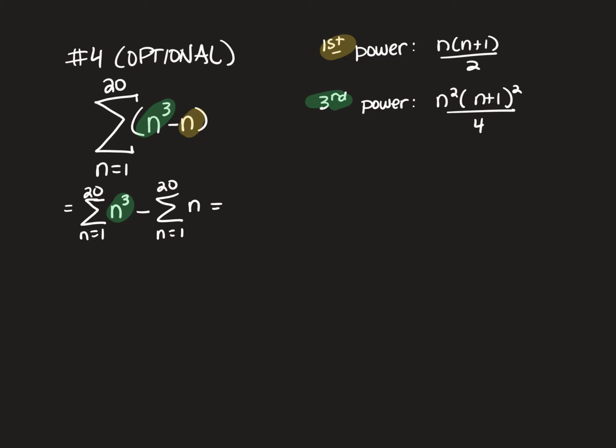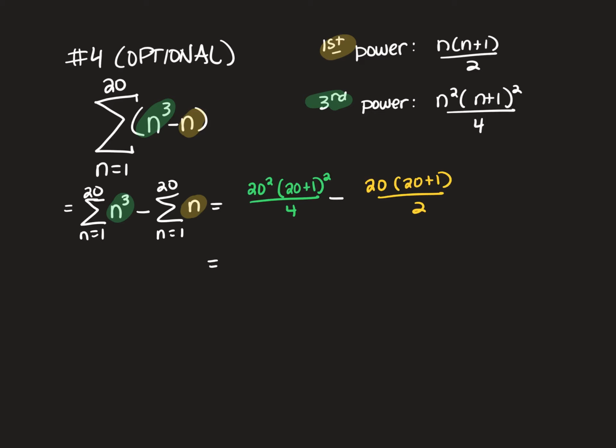So my first formula will be, instead of n, we'll put 20. So we'll have 20 squared times 20 plus 1 squared over 4. Okay, and then we'll subtract our linear portion, which I've highlighted with yellow. So we're going to use yellow for this one. All right, so minus, and then we'll use the linear portion. So that's 20, again, replacing all of our n's with 20, times 20 plus 1 over 2.